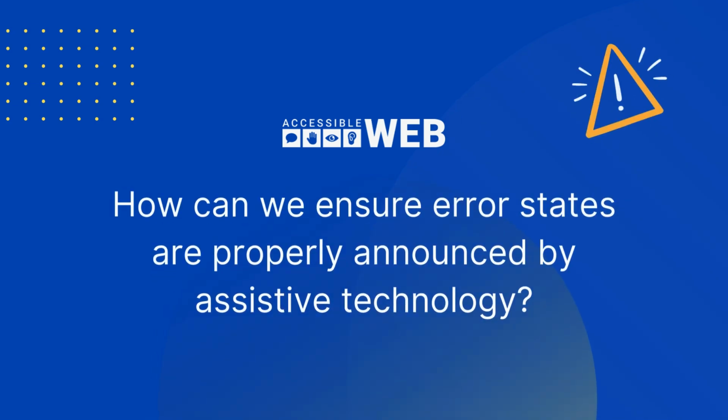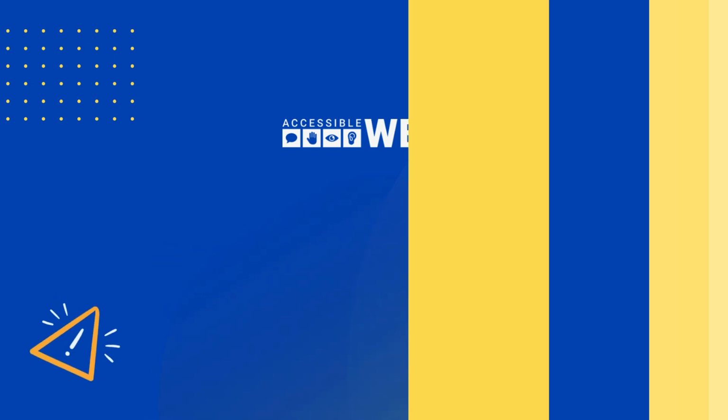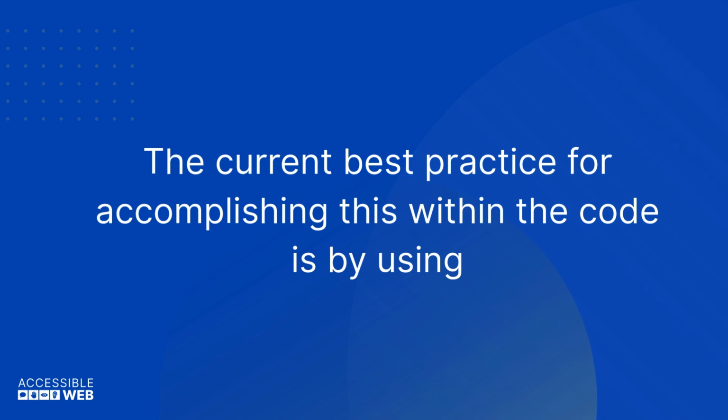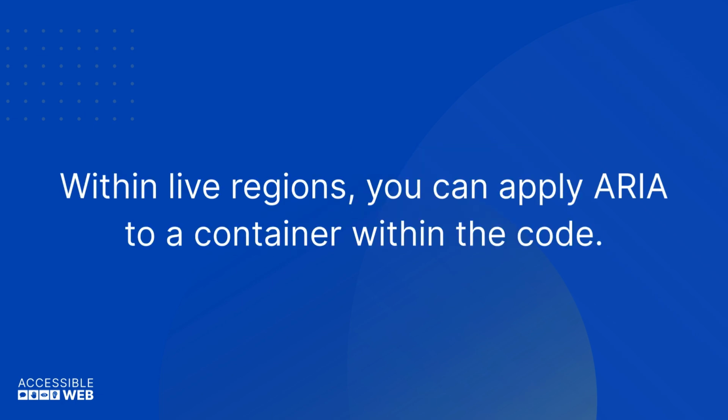How can we ensure error states are properly announced by assistive technology? Ensuring error states are properly announced by assistive technology, like screen readers, is a critical part of creating an accessible user experience. The current best practice for accomplishing this within the code is by using live regions to manage dynamic content. Within live regions, you can apply ARIA to a container within the code.